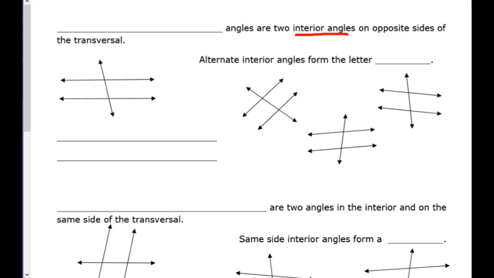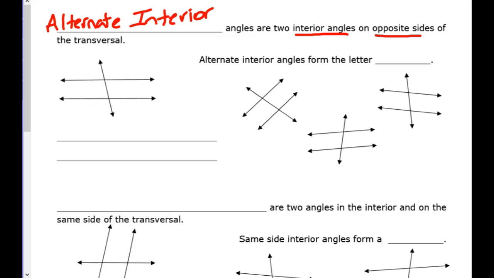Okay, so on the back, blank angles are two interior angles on opposite sides of the transversal. So we're going to take those two phrases, interior and opposite. Instead of the word opposite, we're going to use the word alternate. Kind of rhymes, not really, but alternate means opposite sides. So these are going to be called alternate interior angles, okay?